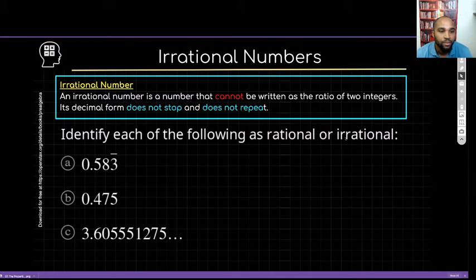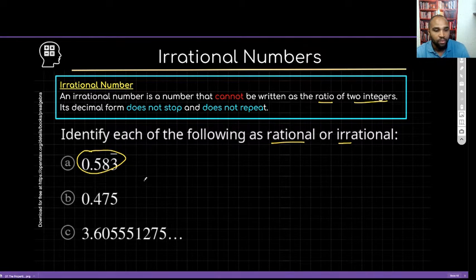So let's move on. What about an irrational number? An irrational number, as you can imagine, is a number that cannot be written as a ratio of two integers. Its decimal form does not stop, and it does not repeat. So let's identify each of the following as either rational or irrational. Let's look at this one. Is this rational or irrational?